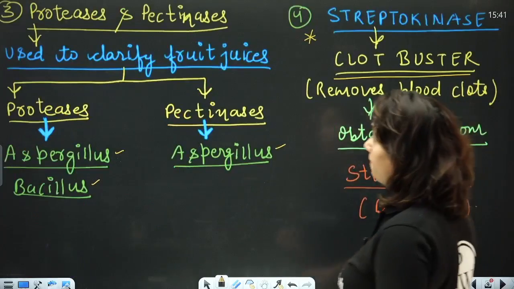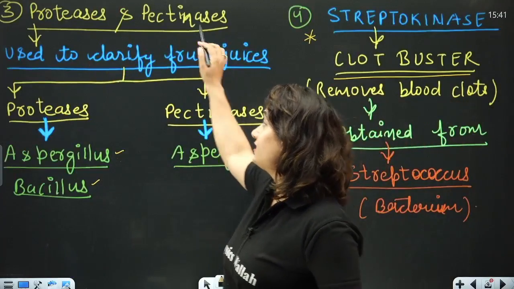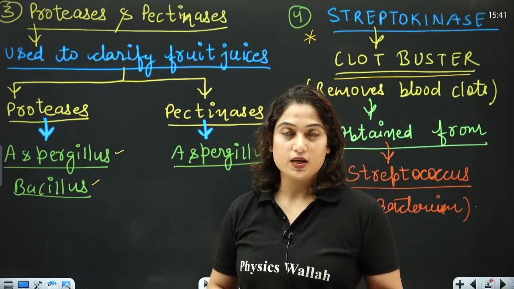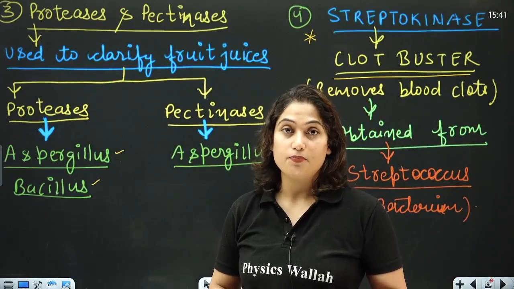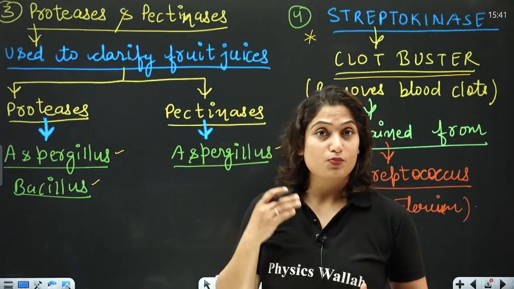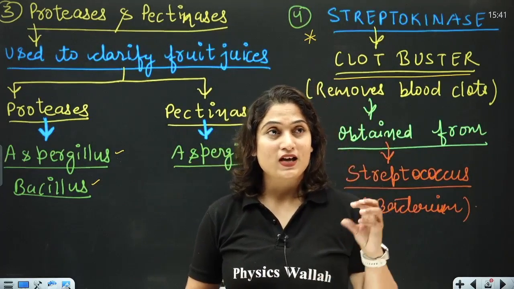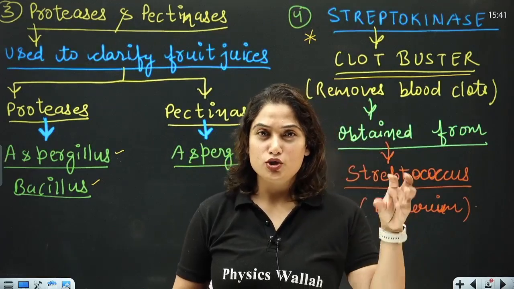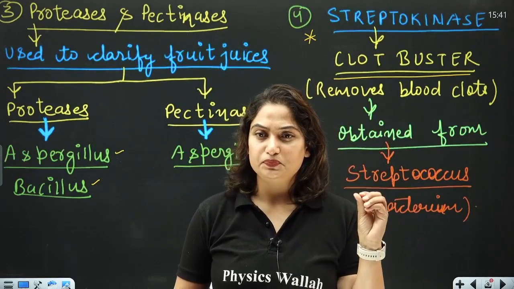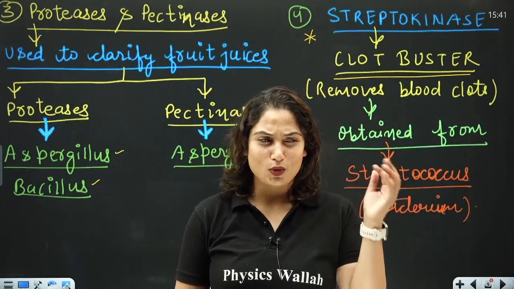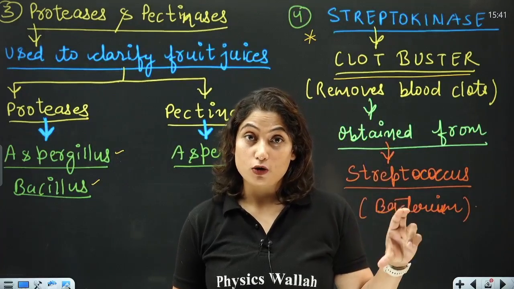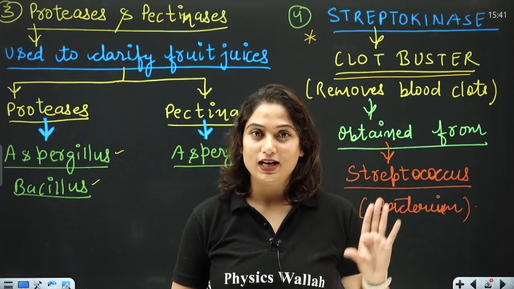Then come important proteases and pectinases. These are also enzymes. Proteases break down proteins and pectinases break down pectins. You must have seen that when you make juice at home, it is not very clear and not very smooth. But these bottled juices are so smooth and clear.